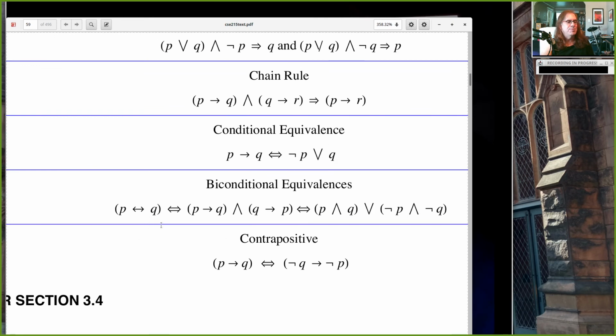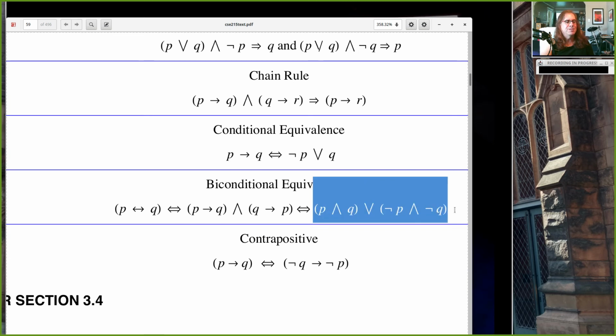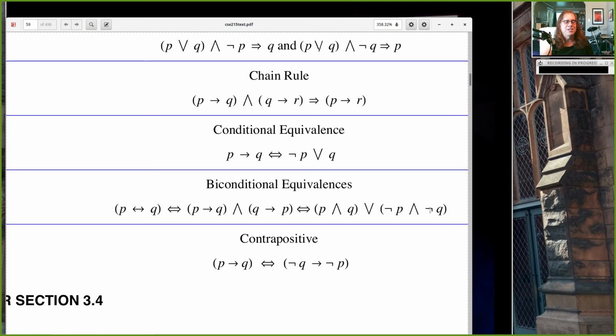And then if we put the arrow in both directions, P if and only if Q means if P then Q and if Q then P. And so if you replace each of these with the conditional equivalence, you get this kind of messy thing over here. It says P and Q or not P and not Q. And if you think back when we drew the truth table for this biconditional equivalence, what were the values in the truth table? 1, 0, 0, 1. Right? The biconditional was true exactly when P and Q had the same value, which is what this is saying over here. Either P and Q are both true, or not P and not Q are both true. In other words, P and Q are both false.